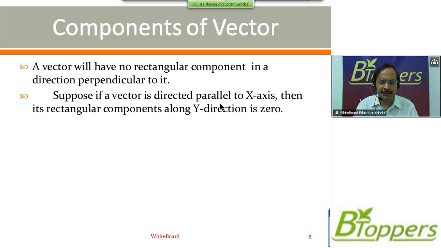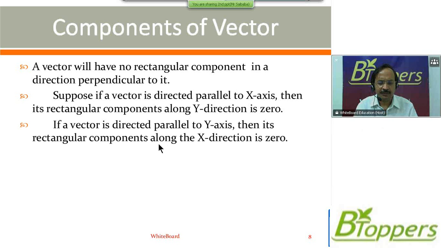Suppose a vector is directed parallel to the x-axis, then its rectangular component along y direction is 0. If a vector is directed parallel to the y-axis, then its rectangular component along the x direction is 0.